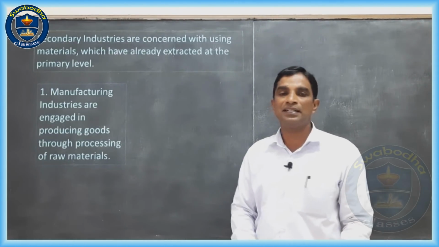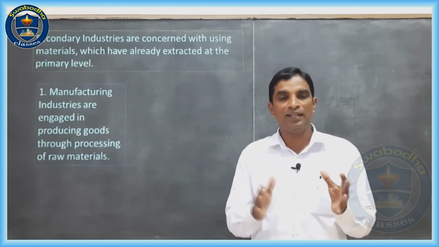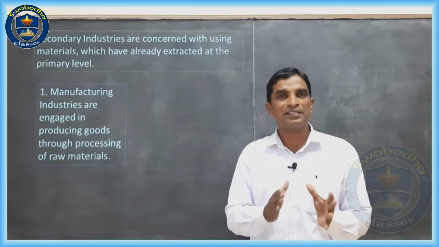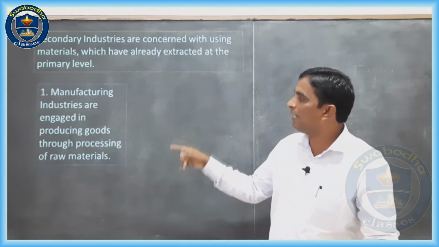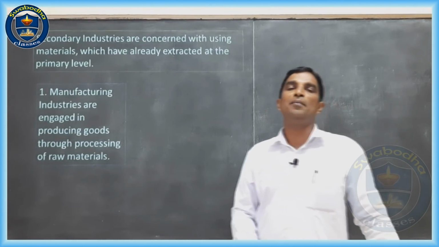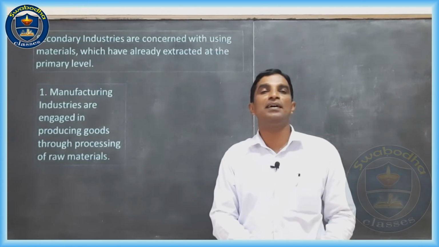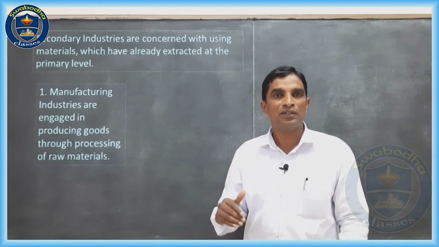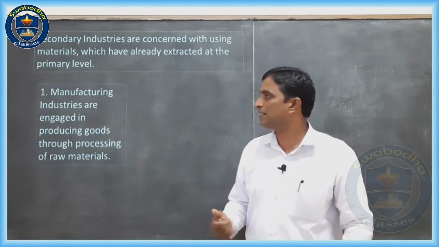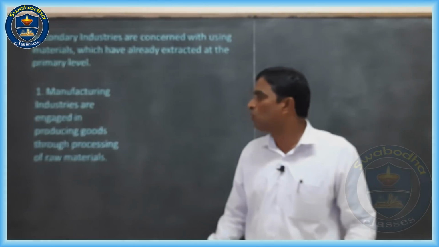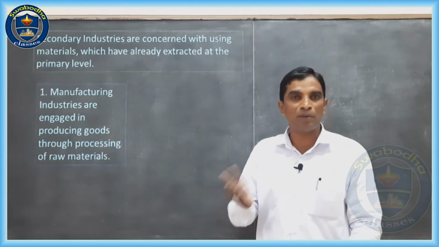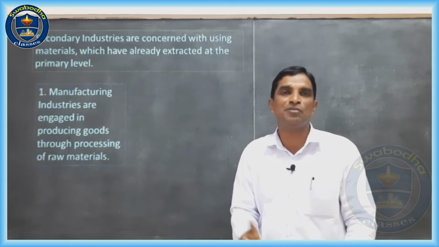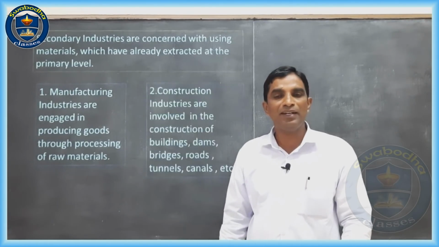There are two types in secondary industries: manufacturing industries and construction industries. First let us see manufacturing industries. Industries engaged in producing goods through processing raw materials. They get raw materials from the primary level and use them as raw material for manufacturing goods. These industries we call manufacturing industries. They process the raw materials extracted at the primary level. Second one is construction industries.